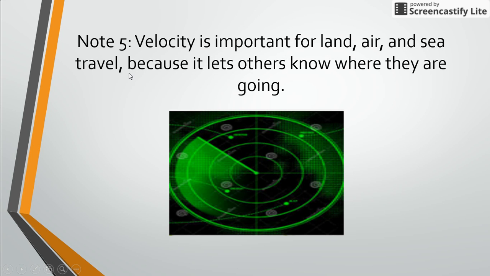And finally, note 5. Velocity is important for land, air, and sea travel because it lets others know where they are going. So if I had a bunch of airplanes in the air, and I didn't know their velocity, I didn't know their speed and the direction in which they were going, they could hit each other, which would obviously be terrible.